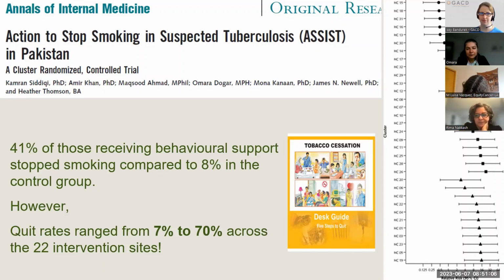However, we couldn't help but notice that the quit rates ranged from 7 to 70% in the 22 intervention sites. So it was hard to grapple with what was happening, because it was the same intervention, it was delivered the same way, everyone was trained the same way. Then why such a wide range of quit rates between the clusters? And this diagram on the right side shows just the quit rates for different clinics. And the bars with the squares and triangles are for the intervention group. So you can see how different that is.